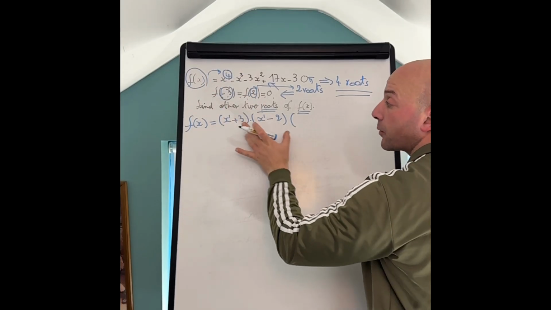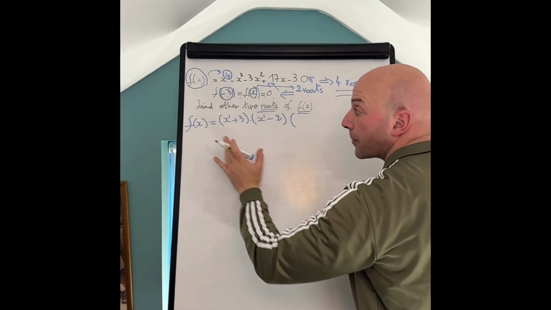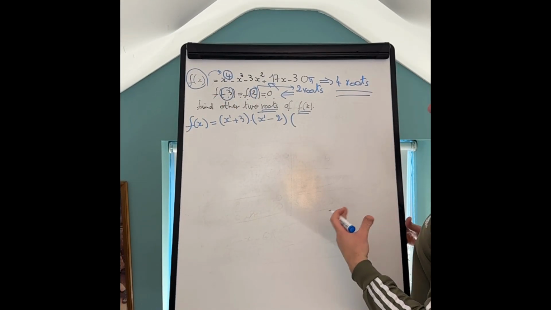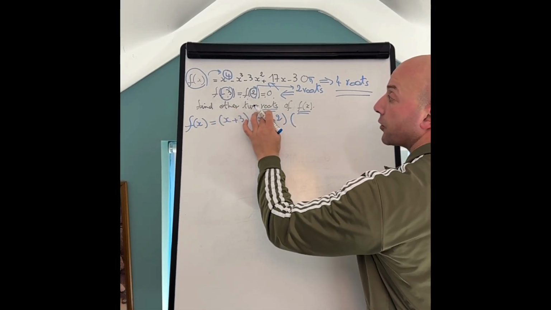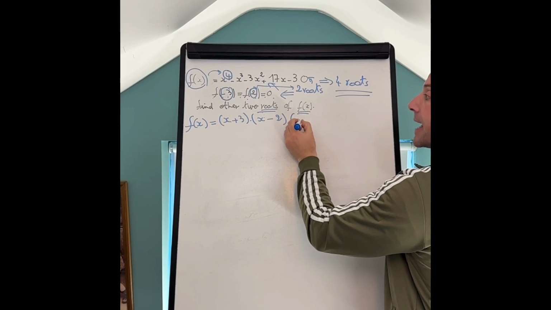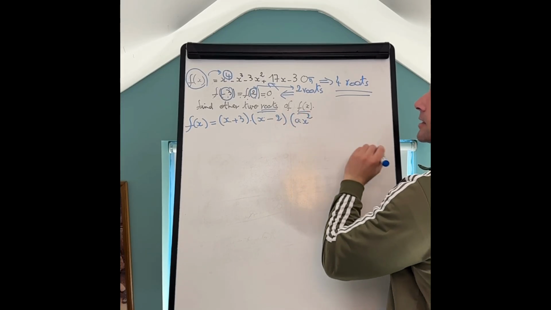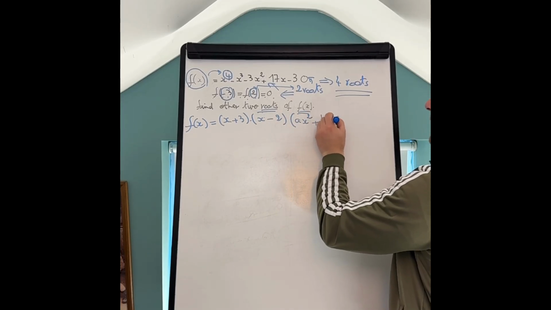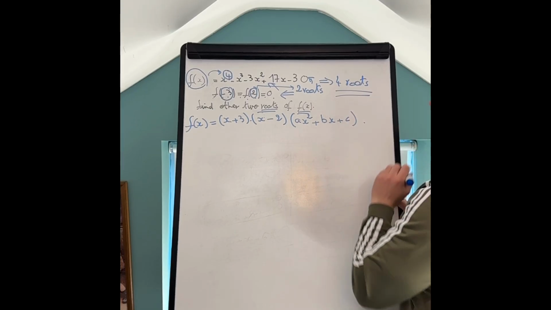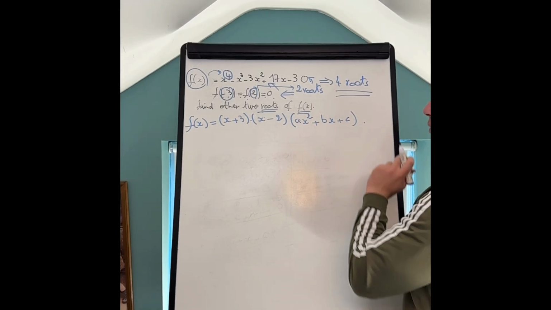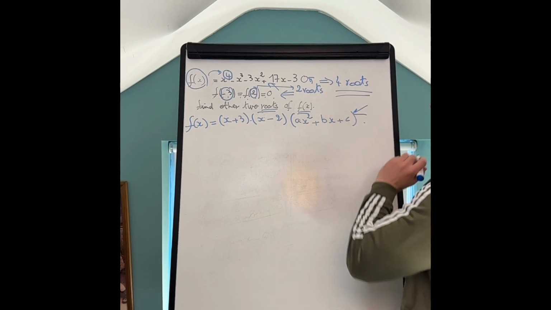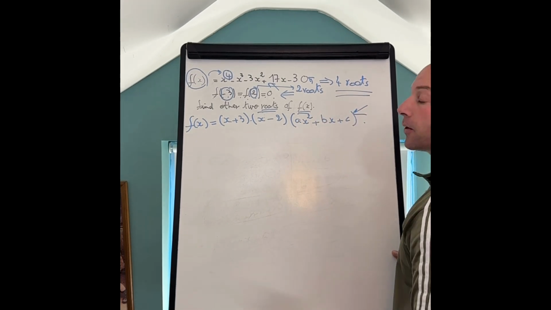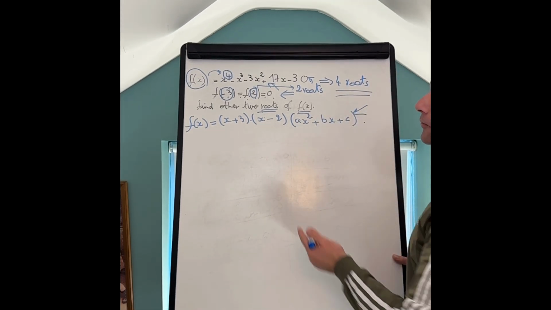What we're trying to do here is write f(x) in another form that helps us find our other roots. We can write it this way: x plus 3 times x minus 2 times (a x squared plus b x plus c). We need to find a, b, c. Once we find that, we can just solve this function of 2nd degree, and then we can find all the roots for this function.